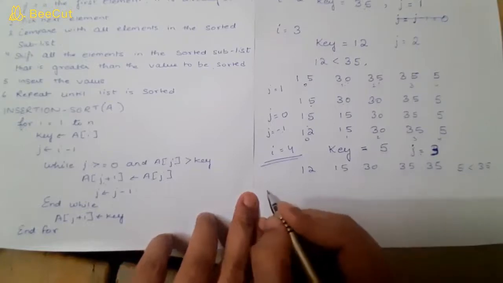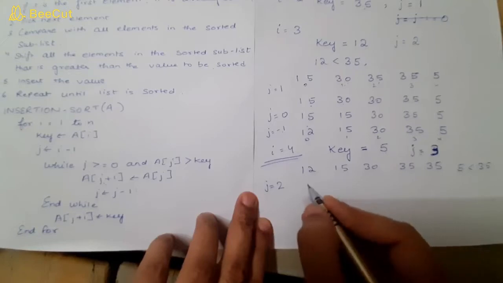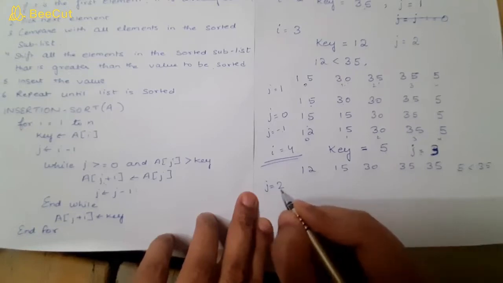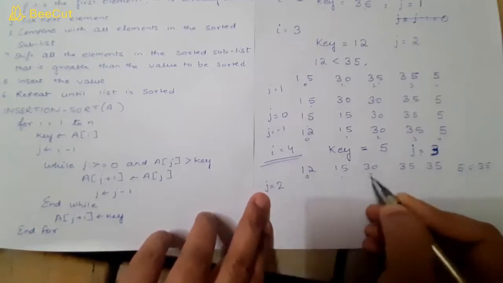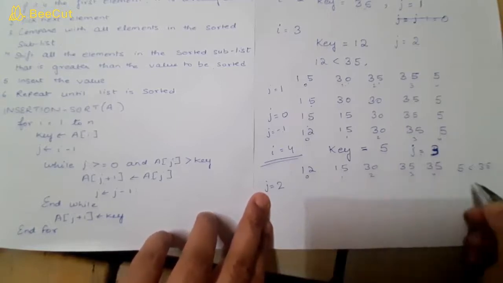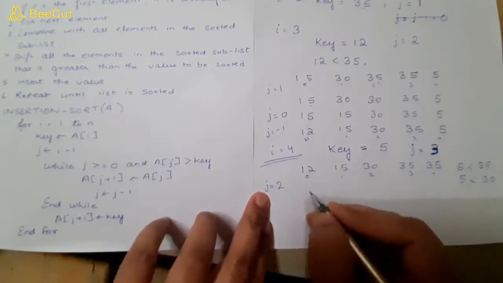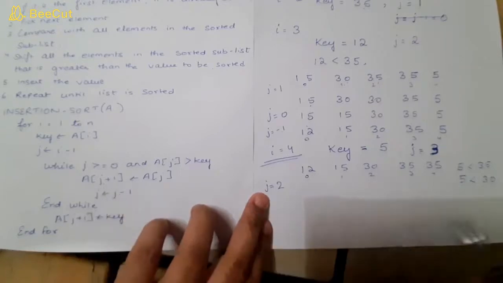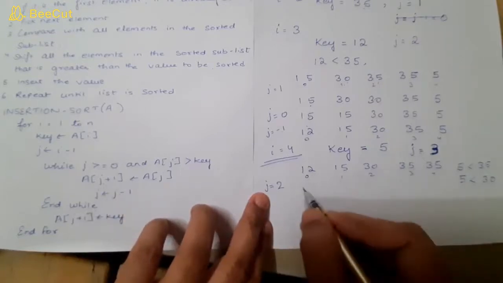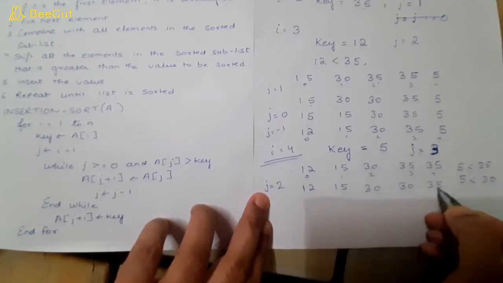Then j will be decremented, j will become 2. So when j will become 2, we'll compare array of 2. A of 2 is 30. So when you'll compare it with 5, 5 is less than 30. Again we need to replace it. So what we have to do? J value is 2. So a of 2 should come in a of 3. Here 30 should come here. So it will be 12, 15, 30, 30, 35.